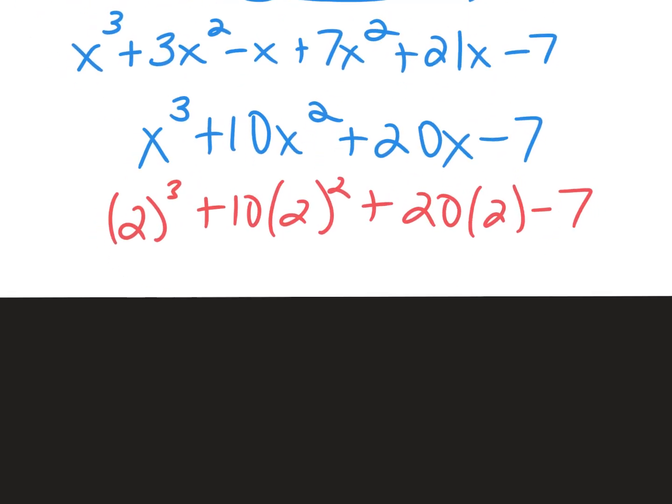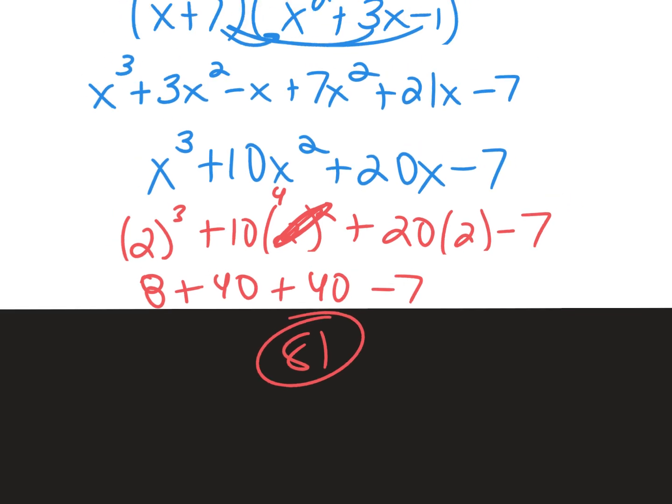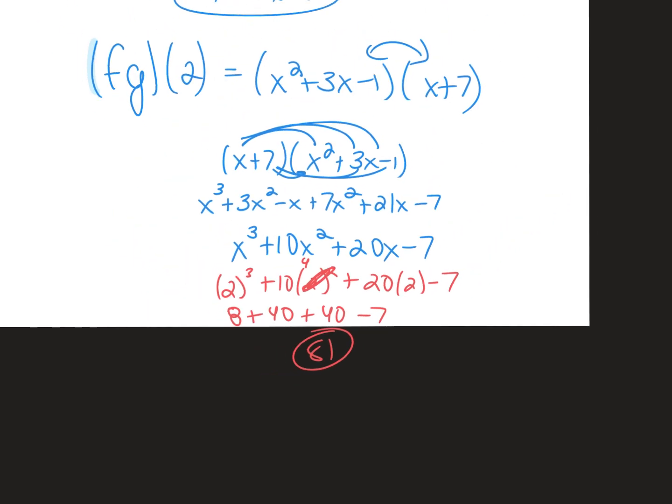What's 2 cubed? 8. Plus, I have to square 2 first here. So 2 squared is 4, and 4 times 10 is 40, good. Plus, what's 20 times 2? 40, good, minus 7. So now we're just going to add left to right. What's 8 plus 40? 48 plus 40? 88 minus 7? 81. So your answer to this problem, f times g of 2, is 81.